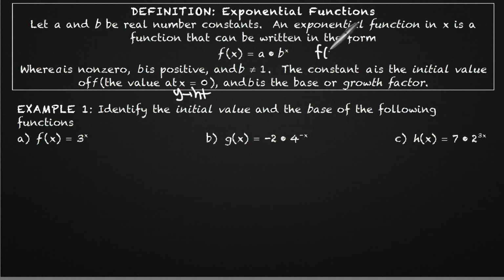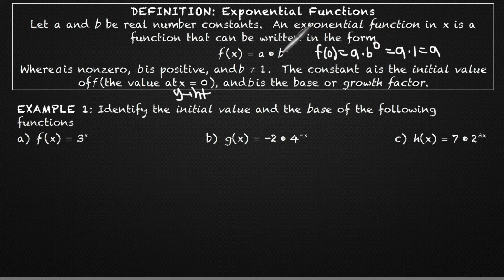f of 0 is equal to a times b to the 0. We know that anything to the 0 power is just 1, so a times 1 is a. So f of 0 is a. So from now on, when we ask you what is the initial value or the starting value or the y-intercept, all you have to do is look at a and you've got your answer.